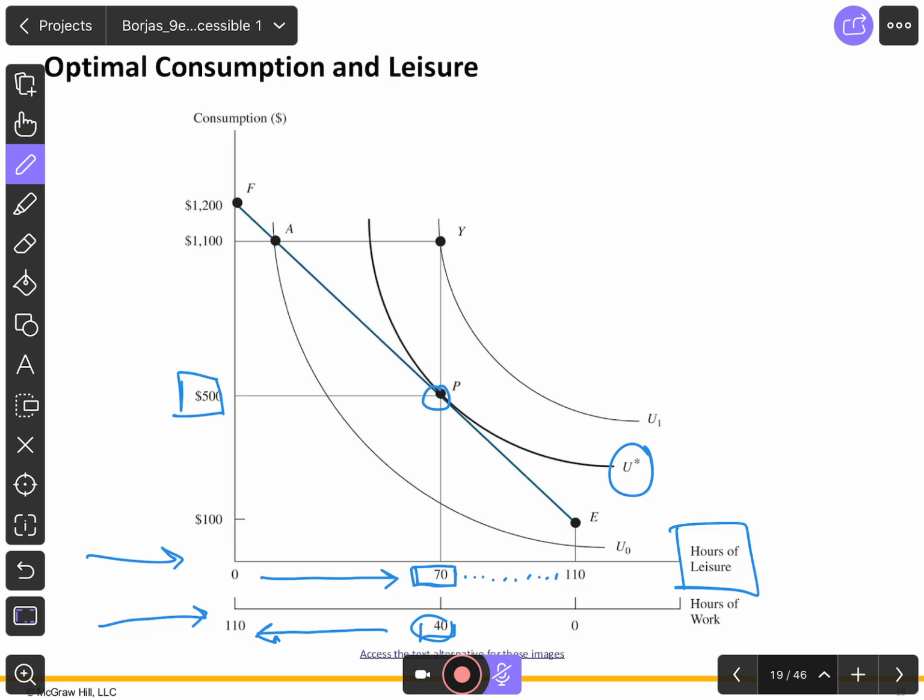Of course, the higher the indifference curve, the higher the utility of the worker, but it's unattainable because it's not tangent to the budget line. If we go this way, it's a lower utility, so it's not rational for the worker to choose any point along this indifference curve, because he or she can afford a higher indifference curve and be at point P.